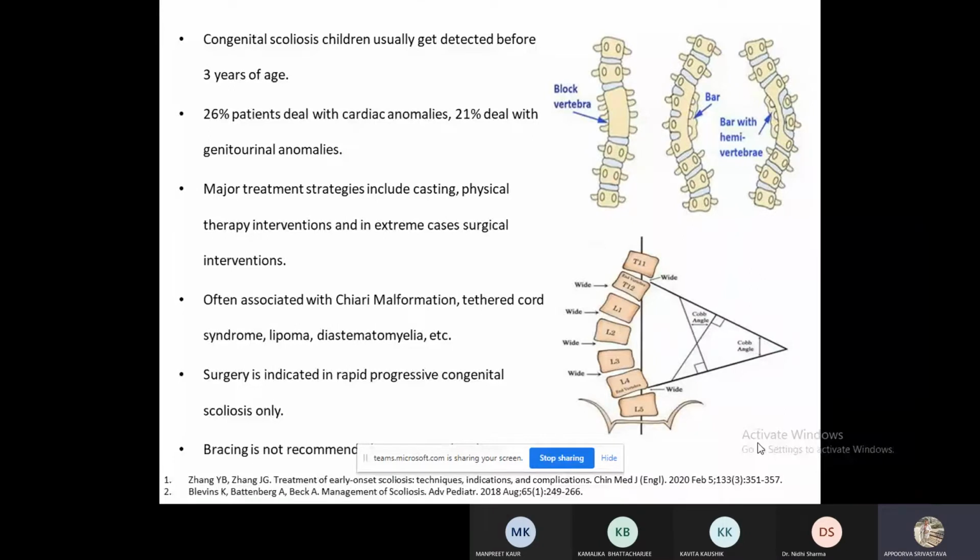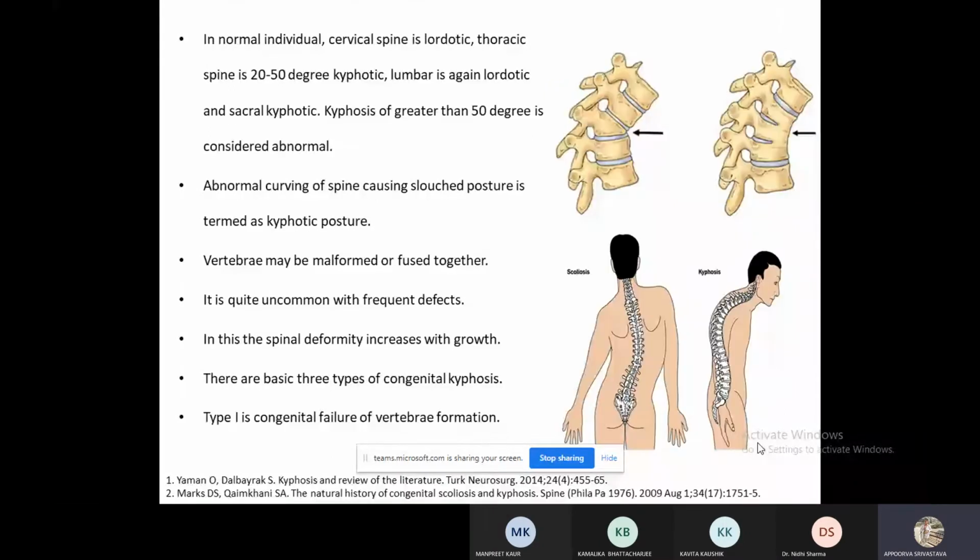Congenital kyphosis. In normal individuals, the cervical spine is lordotic, the thoracic spine is 20 to 50 degrees kyphotic, the lumbar region is again lordotic, and the sacral region is kyphotic. Kyphosis of greater than 50 degrees in the thoracic spine is considered abnormal. Abnormal curving of the spine causes a slouched posture, which is termed kyphotic posture.